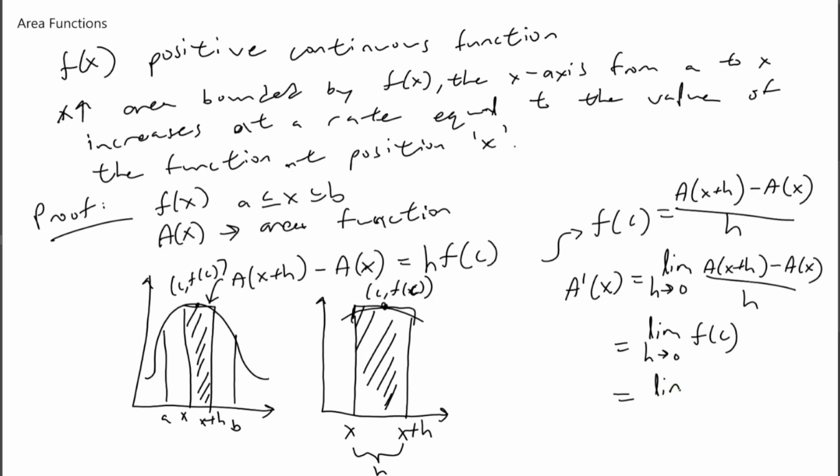And this is now replaced with the limit as c approaches x of f of c. And this is just equal to f of x, since f of x is continuous. So this basically means that as c approaches x and f is continuous, it is just equivalent. So the derivative of the area function is equivalent to the function itself. So there is the proof for that.